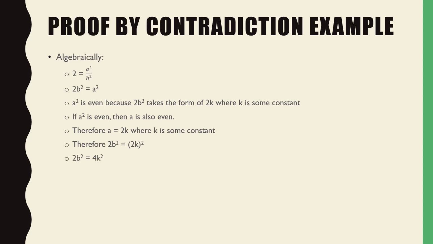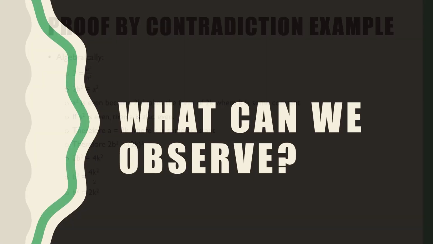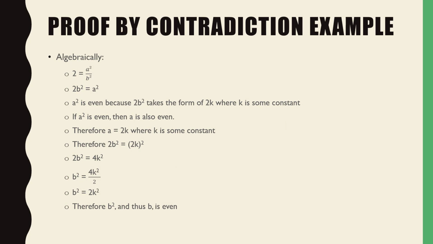Would you agree with that? 2b squared is 2k, or 4k squared, okay? Would you agree with that? All right. What's the next step going to look like? B squared equals what? 2k squared. What does that tell me about b squared? It's equal. What can we observe? Okay, b squared is even. Therefore, by the same logic we looked at a minute ago, b is also even.